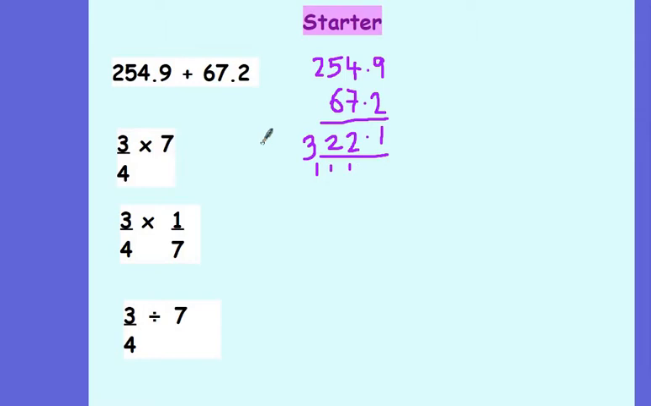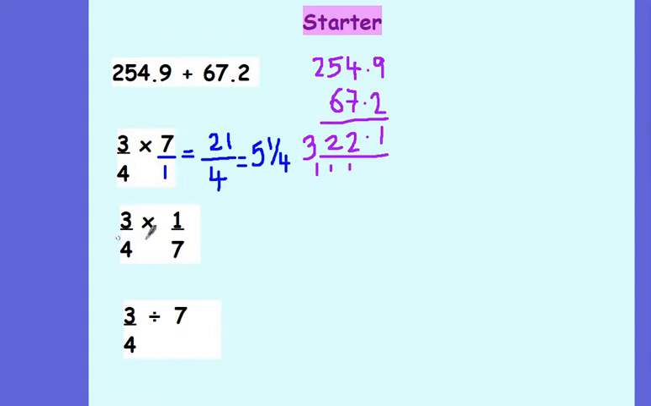So the correct answer was 322.1. For the second question, I asked you to work out 3/4 multiplied by 7. The first thing I'm going to do is write 7 as 7/1. 3 times 7 gives me what on the top, Ellen? 21, lovely. And 4 times 1 gives me what on the bottom, Ione? 4, great. You might have written that as a mixed number. That would give you 5 and 1/4. Either answer would be correct.